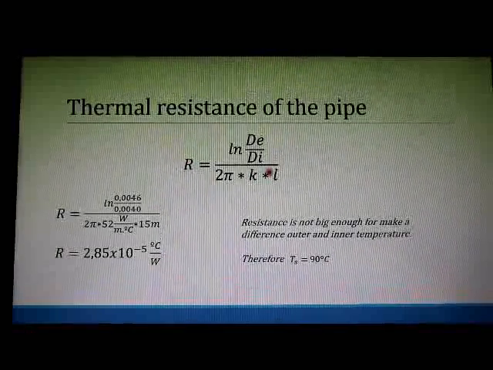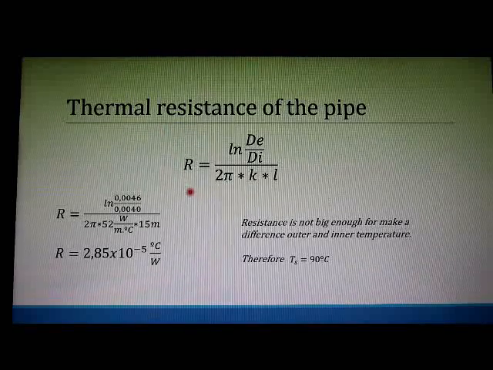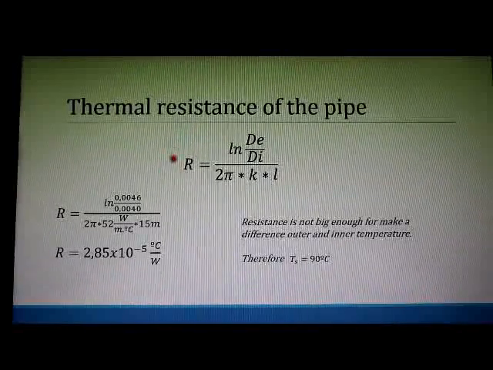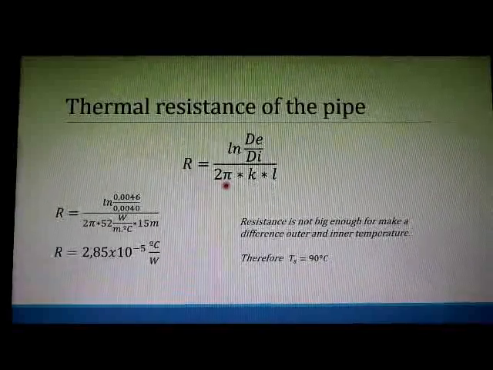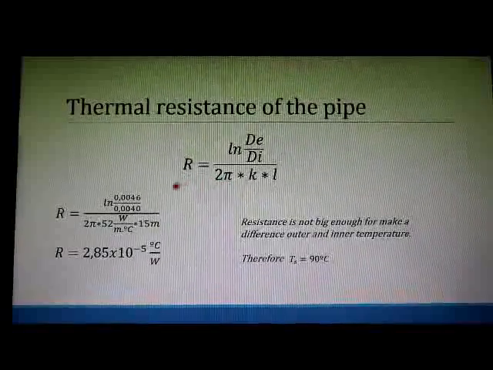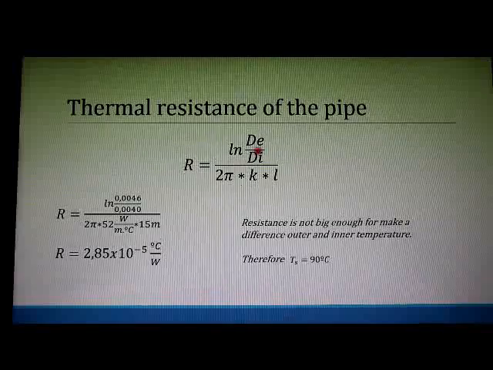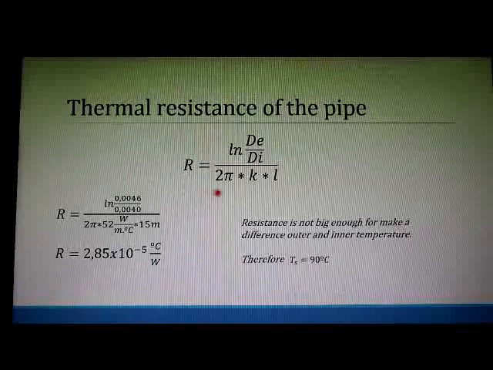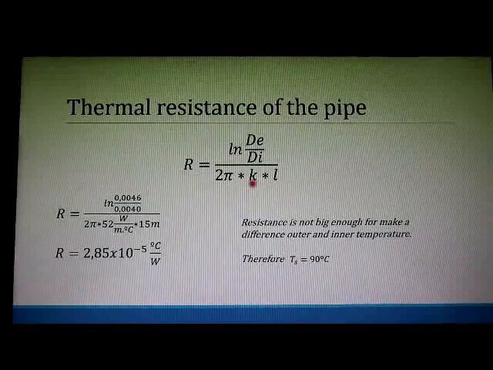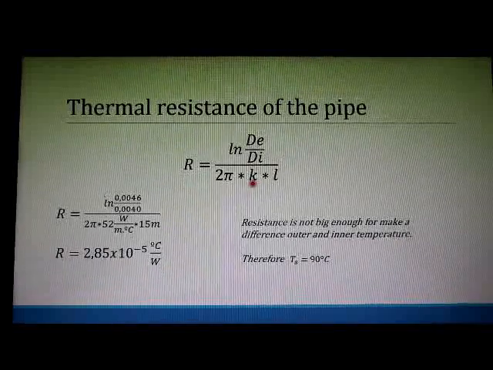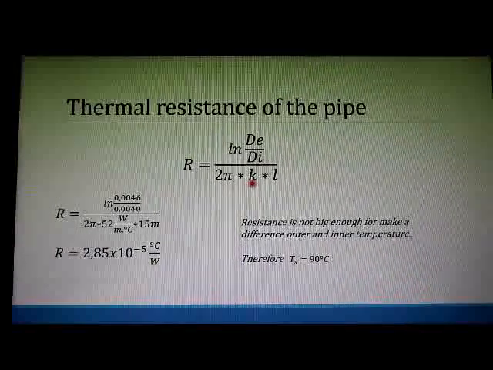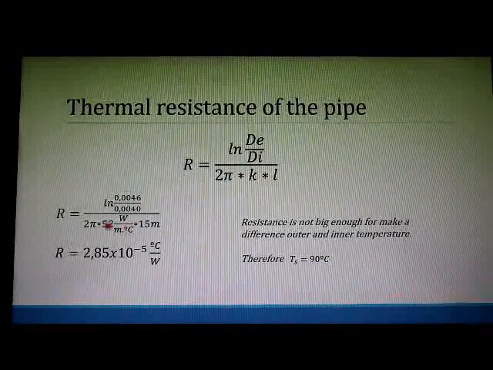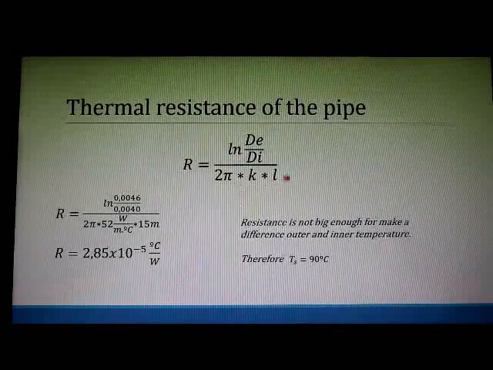That's why we're going to have to find the resistance of the pipe, the thermal resistance of the pipe. This is the equation for conductivity resistance, and we have the outer and the inner diameters. Those are here, and then we have this coefficient, the coefficient of thermal conductivity for the pipe, that in our description of the example says is 22, and the length.